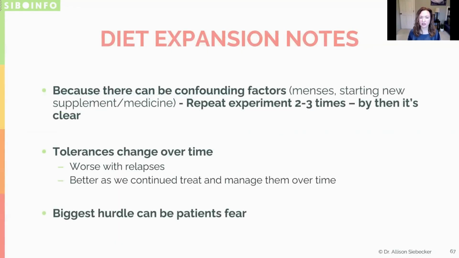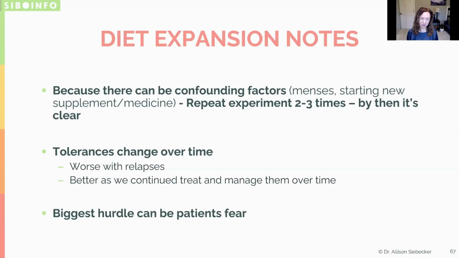Now, here are some diet expansion notes. Because there can be confounding factors. There's always confounding factors in our patients' lives and in our lives, like their menstrual cycle, or maybe they're starting other new medicines or supplements and they're not thinking about the fact that they did that right on the day they're doing their diet expansion. I'm telling you, you can type in the chat if you've had this happen to you. I've had it happen to me so many times. It's like, wait, we were doing an experiment. And they're like, well, I also decided to do 3 other experiments at the same time. So because of that, they might need to repeat the experiment 2 or 3 times because maybe they aren't clear, but by the 3rd time, no matter what, usually they can really tell.